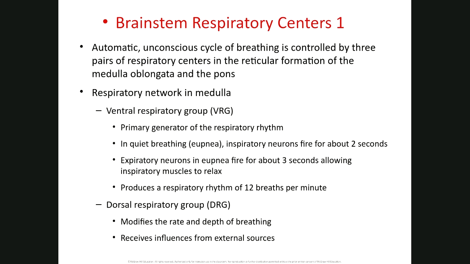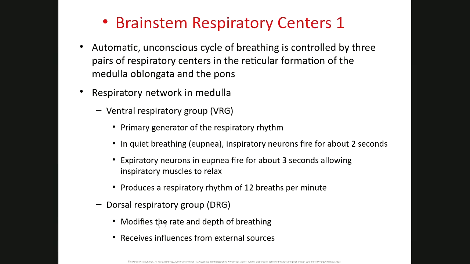First is the ventral respiratory group, we call VRG. This is the primary generator of the respiratory cycle or rhythm. This is the default, which takes care also of your quiet breathing. We call it eupnea. It also has expiratory neurons that help the muscles relax, and at the same time an inspiratory neuron that triggers breathing again. So you'll end up with at least 12 breaths per minute, and we usually say up to 18.